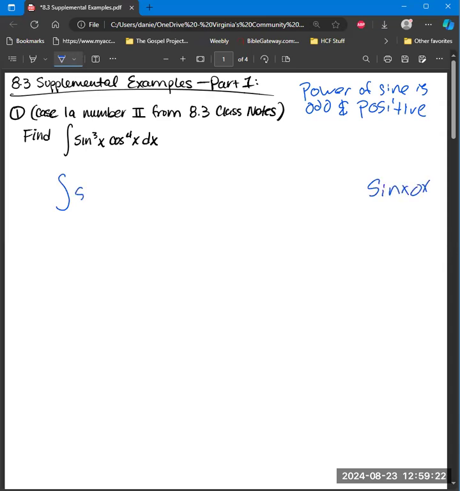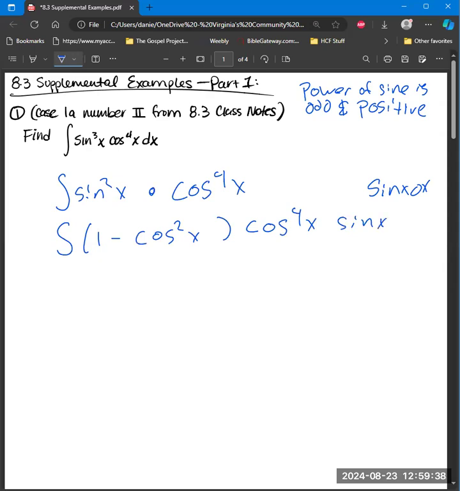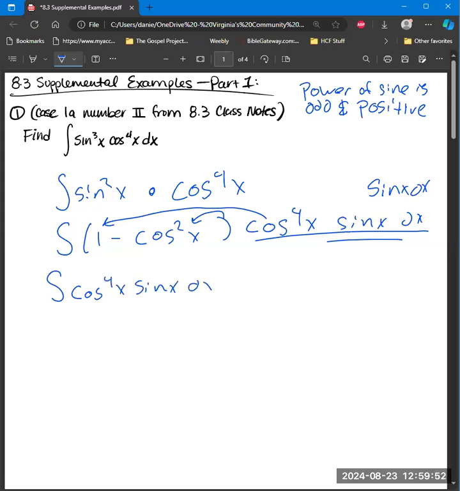I'm going to turn this sine squared x into cosines by turning that into 1 minus cosine squared x times cosine to the fourth x sine x dx. And this is going to be distribute all of this across here. So this is going to be the integral of cosine to the fourth x sine x dx minus the integral of cosine to the sixth x sine x dx, since 4 plus 2 is 6.